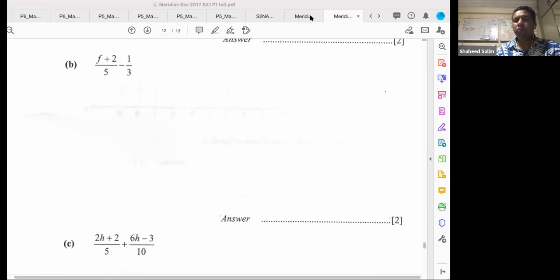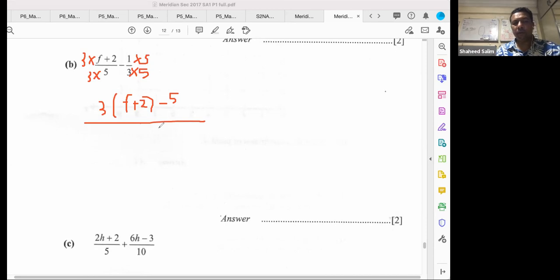Now remember down here you want to make the denominator the same first. So Ryan get times by 5. Times by 5. This one down here, times by 3. Times by 3. So what do you get? You get 3f plus 2. Like that. Minus 1 times 5. You can put it over 15 straight away. And then you times out. 3 times f, 3f.